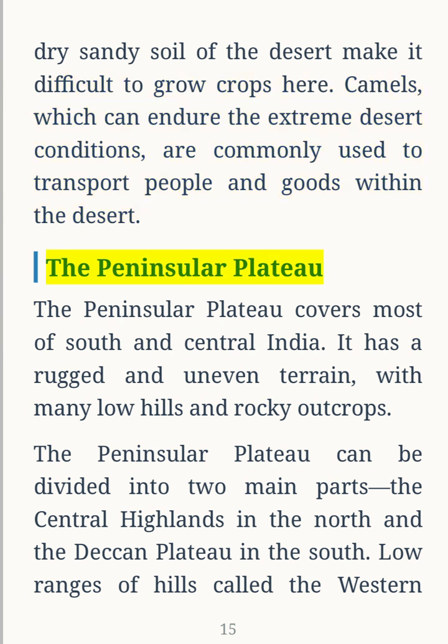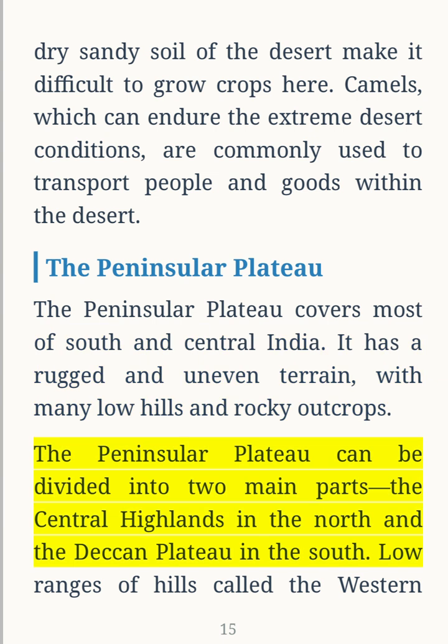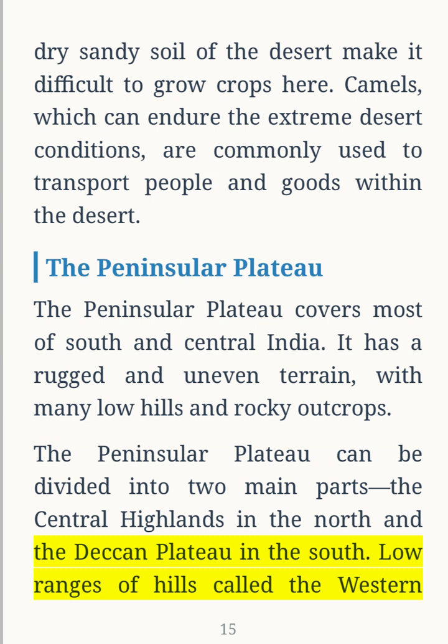The Peninsular Plateau. The Peninsular Plateau covers most of south and central India. It has a rugged and uneven terrain, with many low hills and rocky outcrops. The Peninsular Plateau can be divided into two main parts: the Central Highlands in the north and the Deccan Plateau in the south. Low ranges of hills called the Western Ghats and Eastern Ghats run along the western and eastern edges of the plateau respectively.